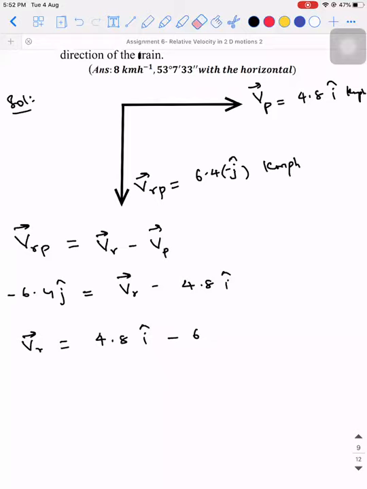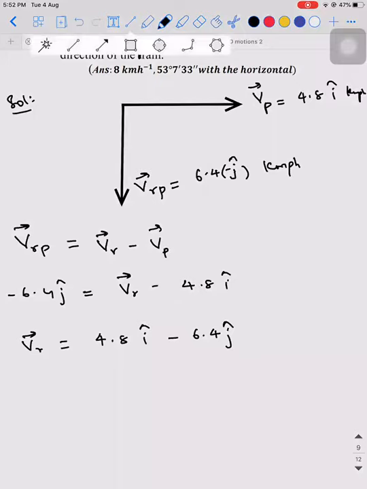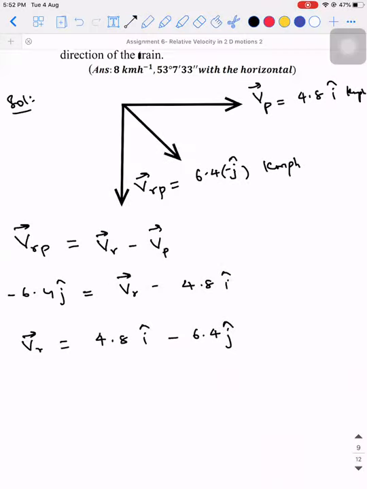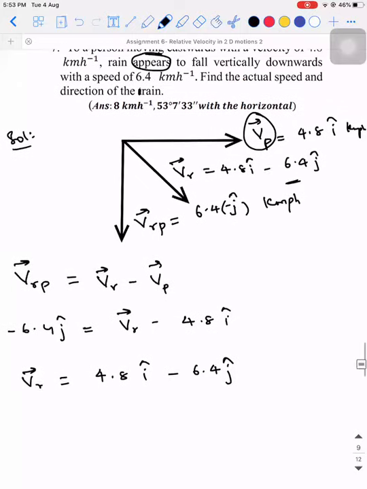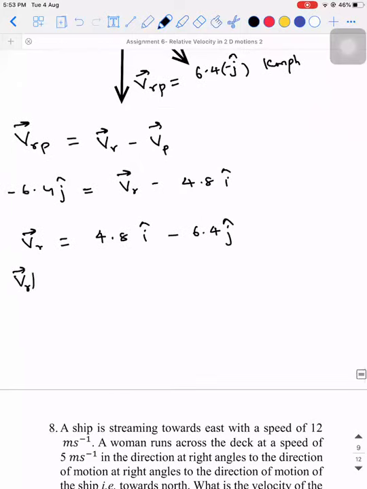Which quadrant is it? Fourth quadrant. So what is the actual direction in which the rain is falling? The rain is actually falling in this direction. But since he is moving, it is appearing as if it is coming from the north direction. So what is the actual velocity of rain? It is 4.8 i cap minus 6.4 j cap. But they're asking, find the actual speed. Speed is the magnitude. It is root of 4.8 square plus 6.4 square.